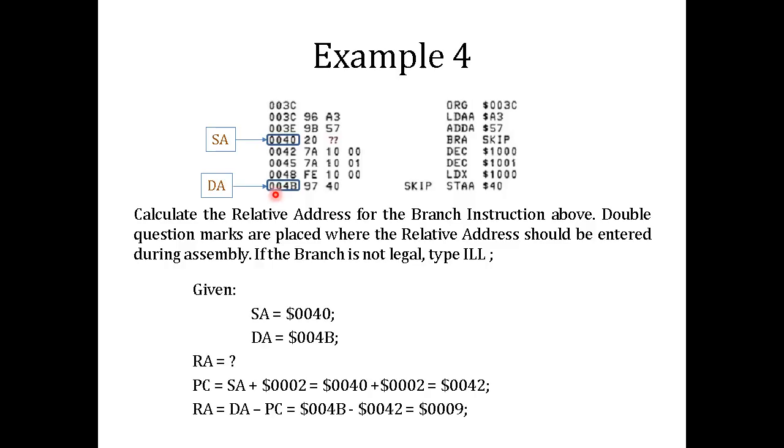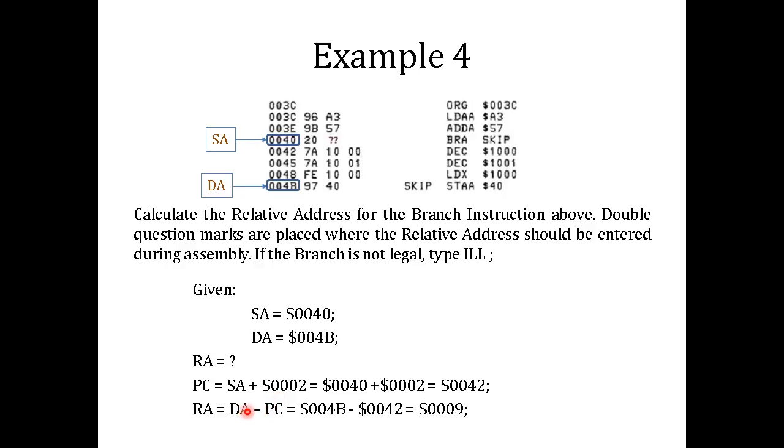Now this is what would be my calculation. I'm given the source address as 0040 from the code, right? I'm given the destination address also from the code, 004B. Can I calculate the relative address? Of course I can. So first step is to find the PC, right? Which is source plus 0002. The source address is 0040 and then I added 0002. That makes it 0042. And then I plugged everything back into my formula to calculate the relative addressing.